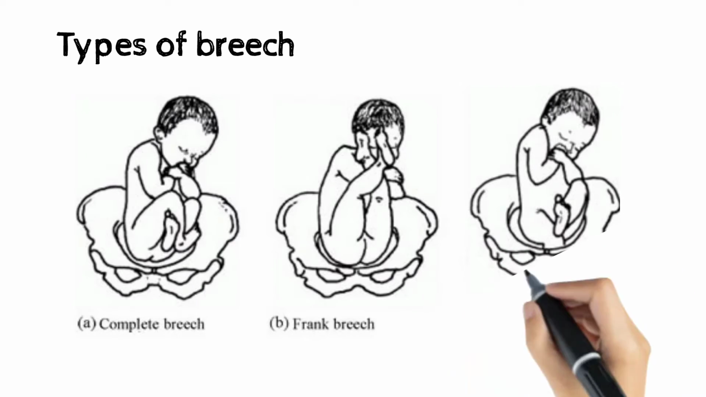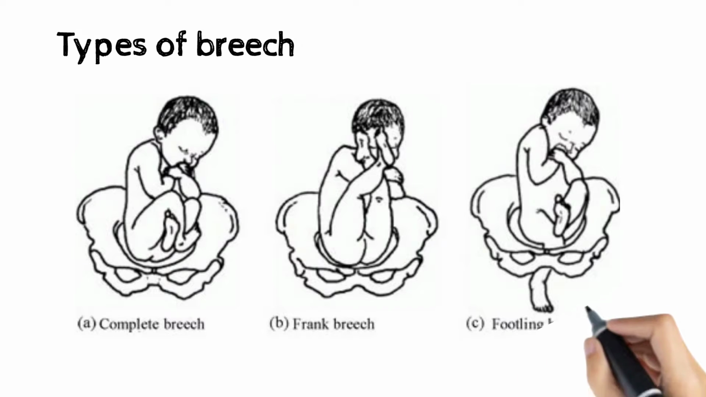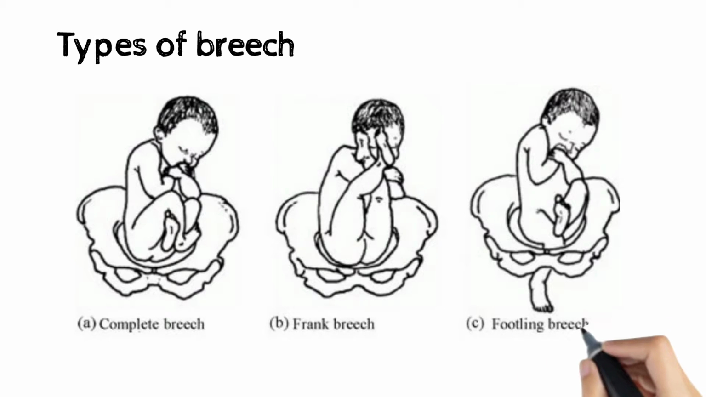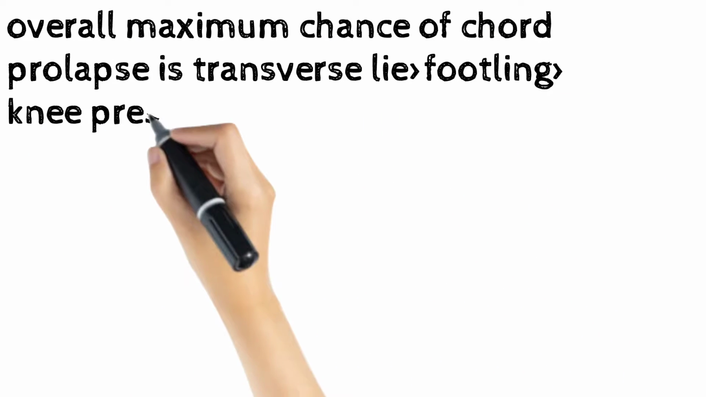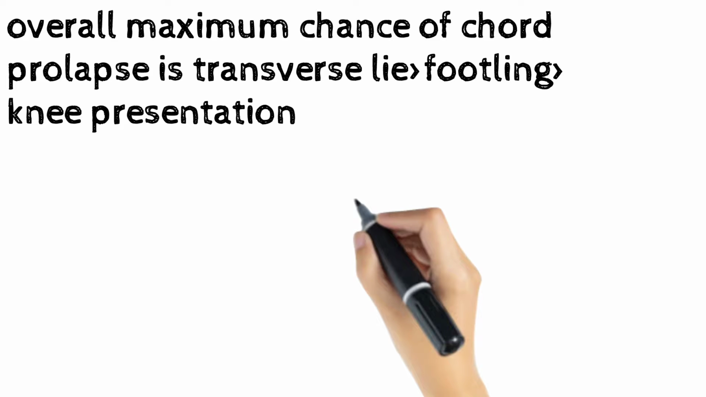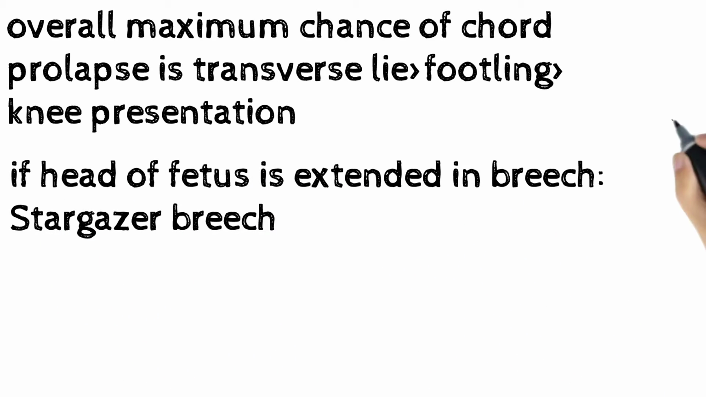The third one is the footling breech. In that one, hip extended, knee extended, and on per vaginal examination you will see the feet, and the maximum chances of cord prolapse will be there, and we have to go for C-section. Overall, the maximum chances of cord prolapse are seen in transverse lie, then footling breech, and the knee presentation. If the head of the fetus is extended in breech, then it's a stargazer breech, and we have to go for C-section.